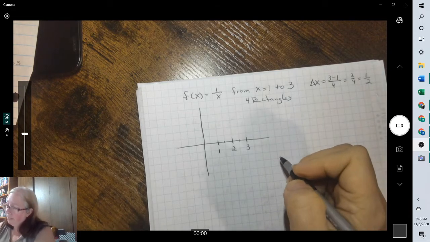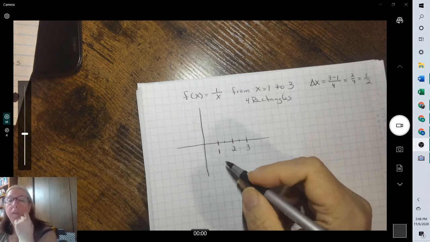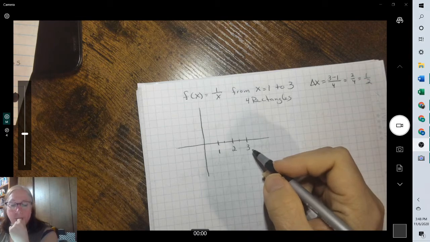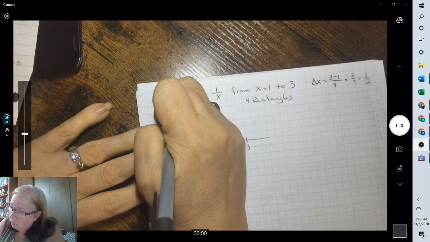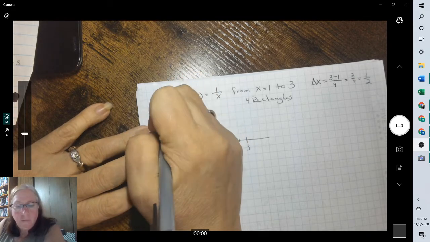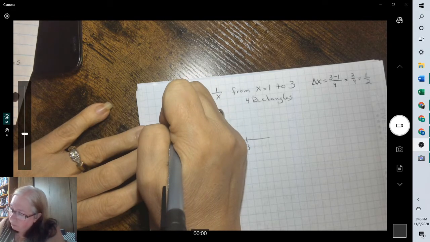So we're counting by halves, and we're going from 1 to 3. Now the first thing we need to do is graph it. For the window, use -5, 5, -5, 5.